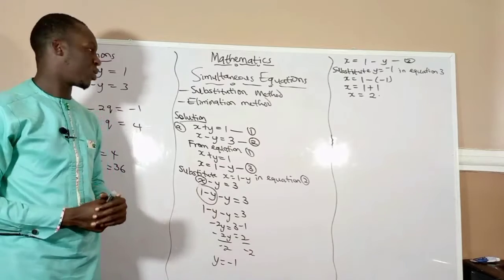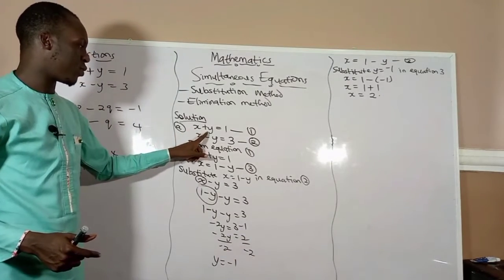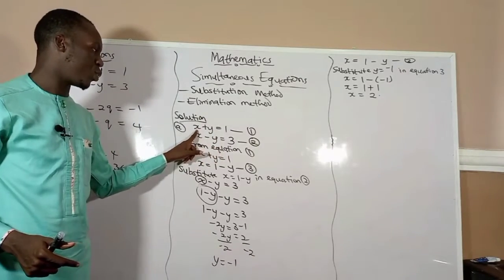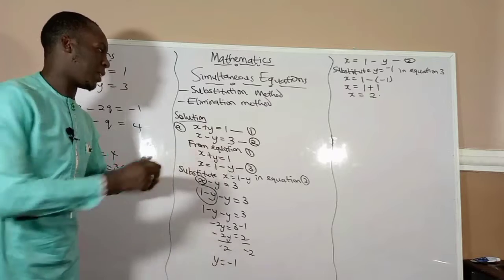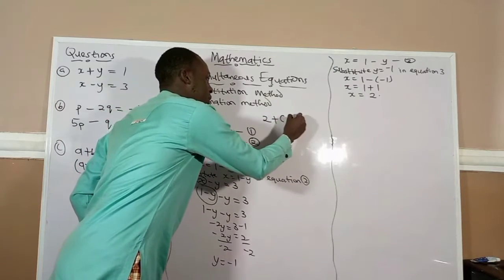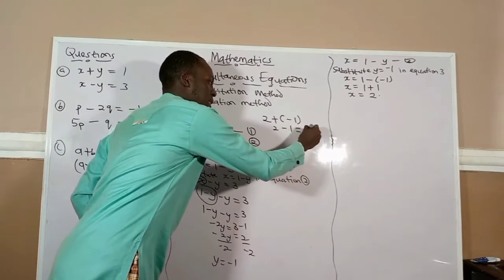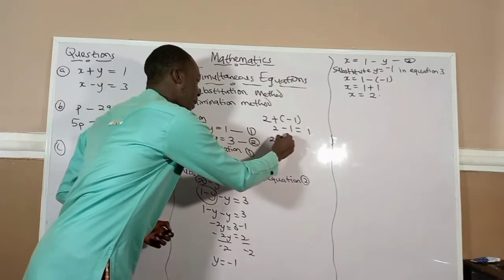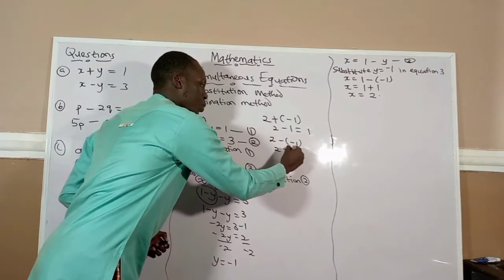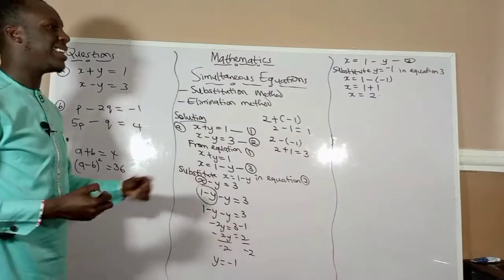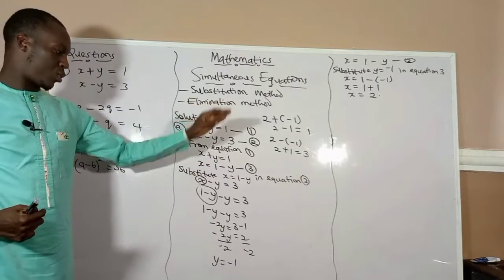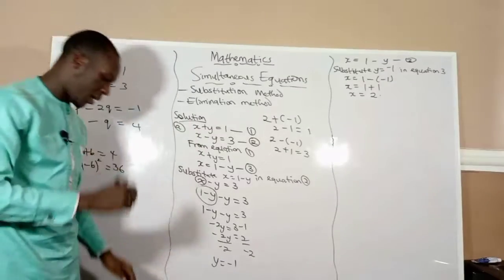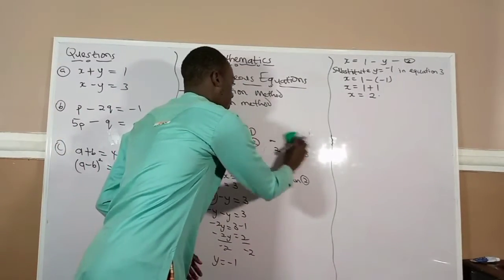Let's check if our solution is correct. 2 plus y, since our y is minus 1, is going to be 2 plus minus 1, which is 2 minus 1. And we can see that this is 1. Also coming over here, we have 2 minus minus 1, which is 2 plus 1, and that is 3. And we can clearly see that x equals 2 and y equals minus 1 satisfies the given equations. Moving on.